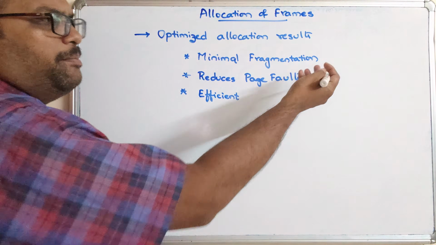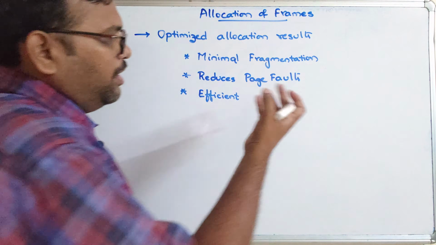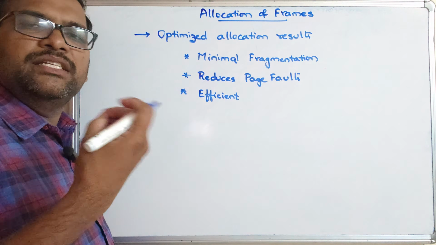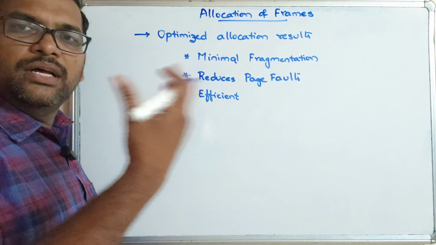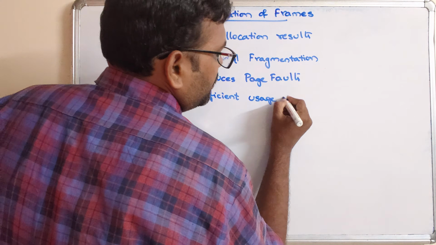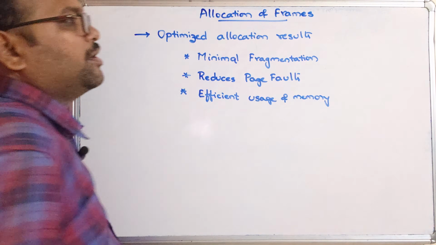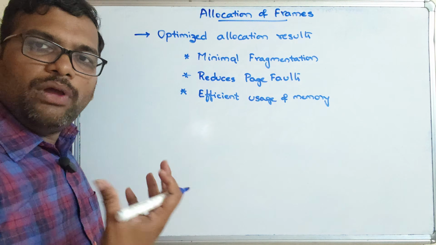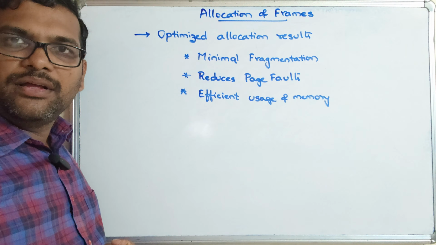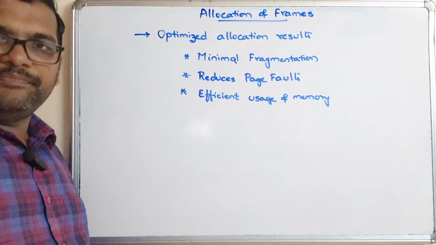So the wastage of memory will be reduced, and the maximum number of pages will be loaded into the frames, so there will be efficient usage of memory. If you allocate the frames to the processes properly, then these are the advantages.